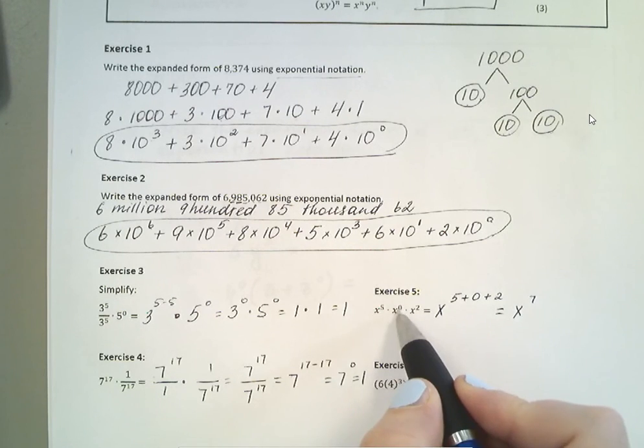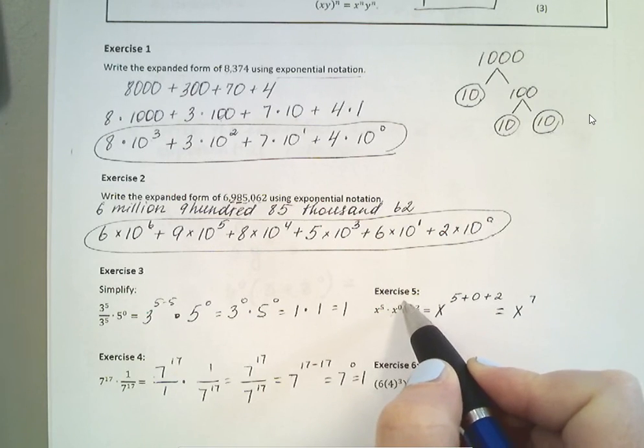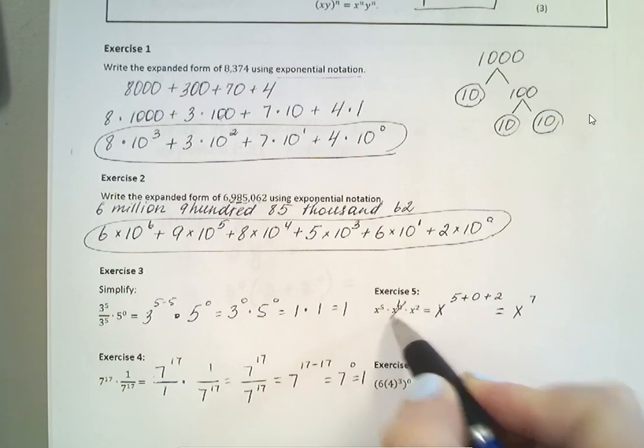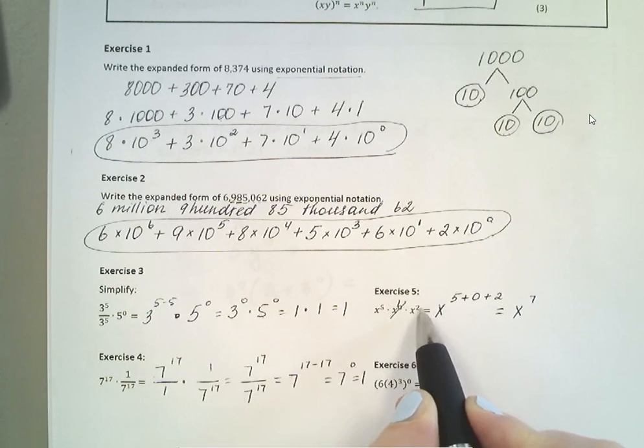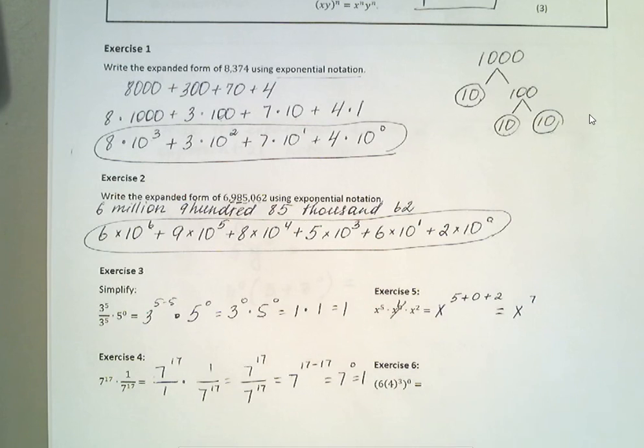So even if you look up here, I can have x to the 0th power, and I can just make it a 1, right? It doesn't matter. And I'm going to multiply x to the 5th by x to the 2nd. I'm adding the exponents. Same exact thing.